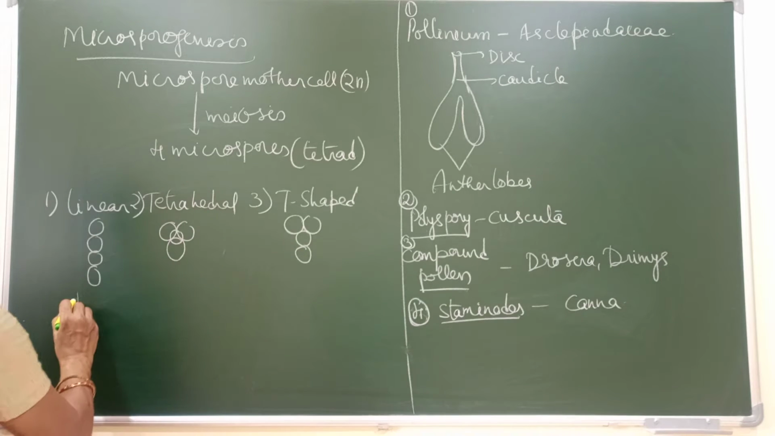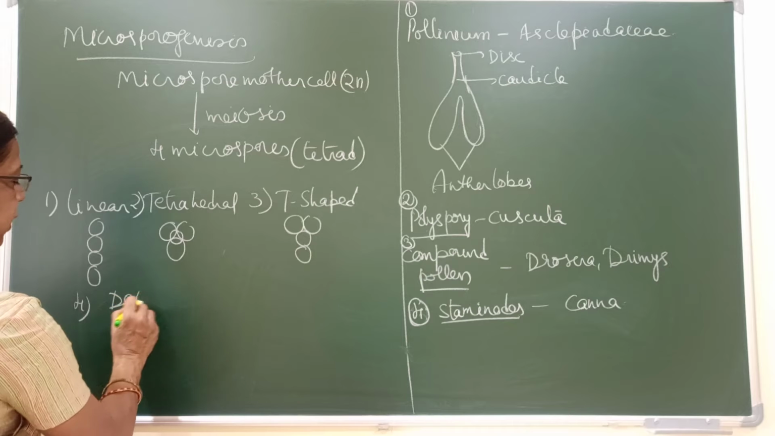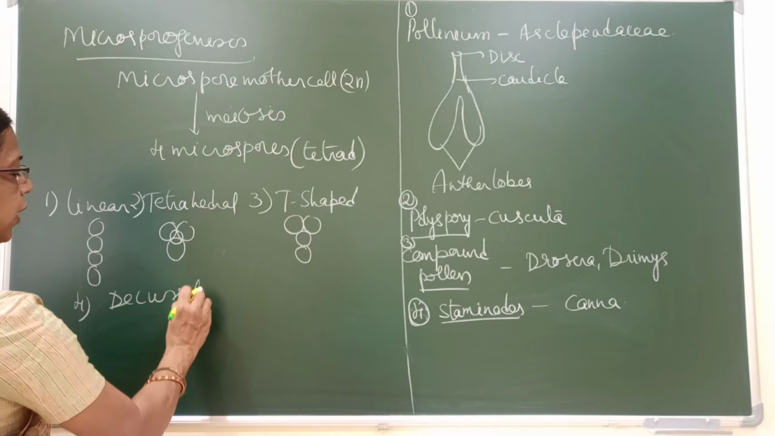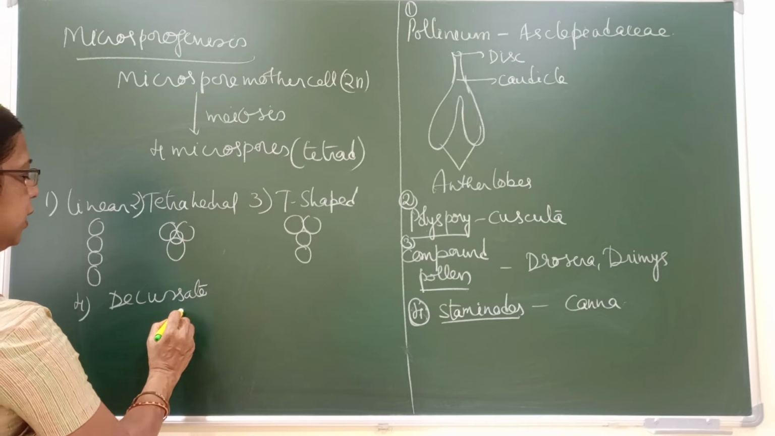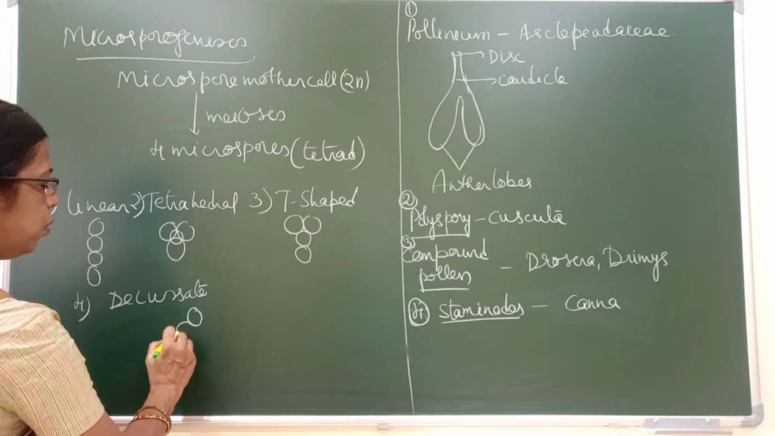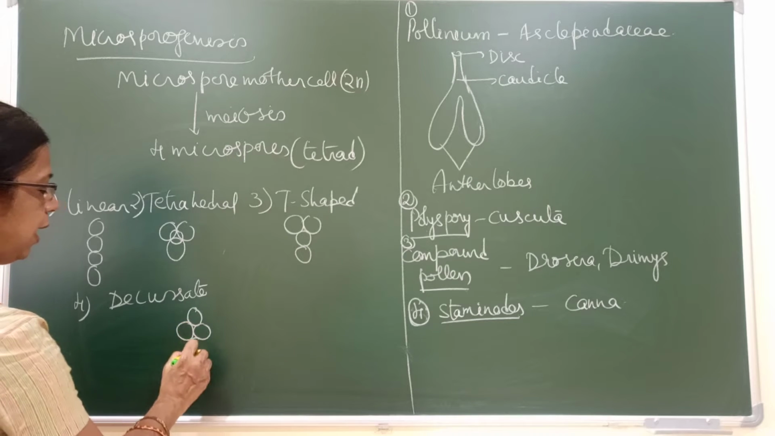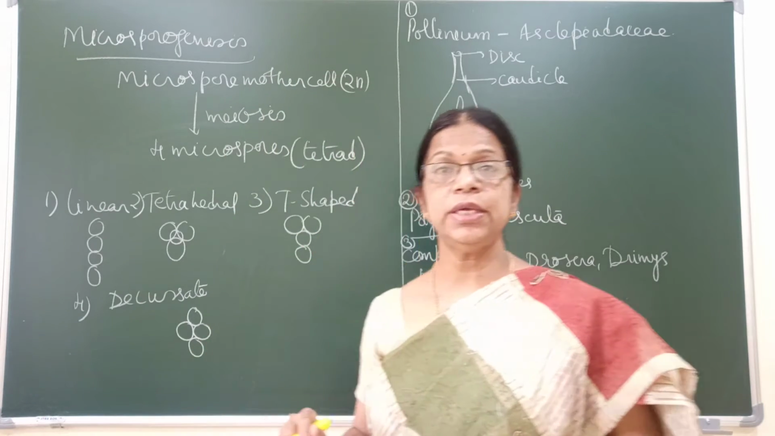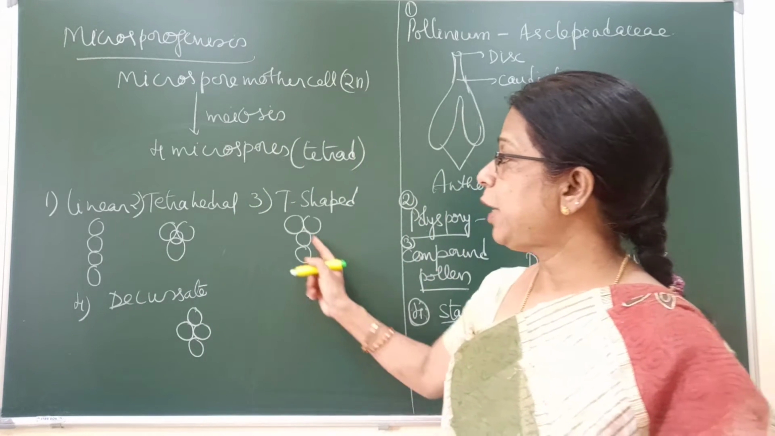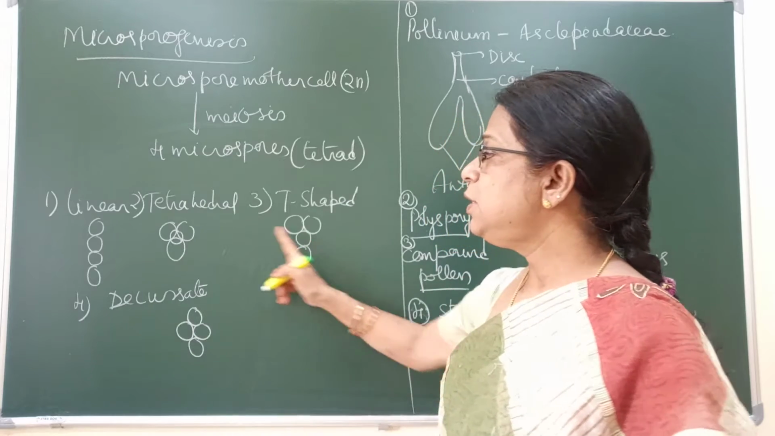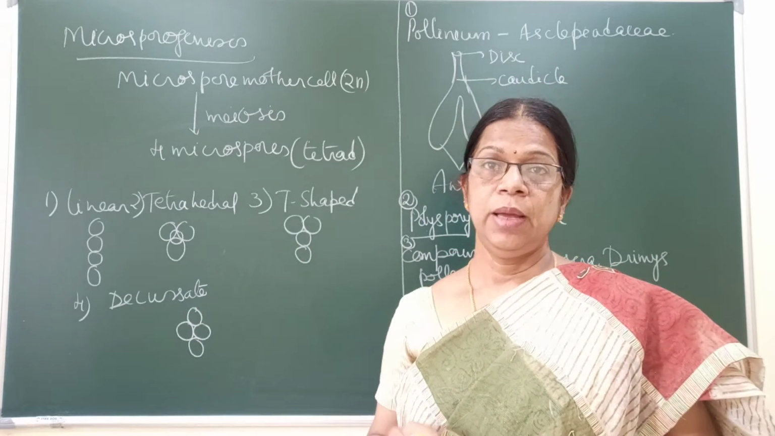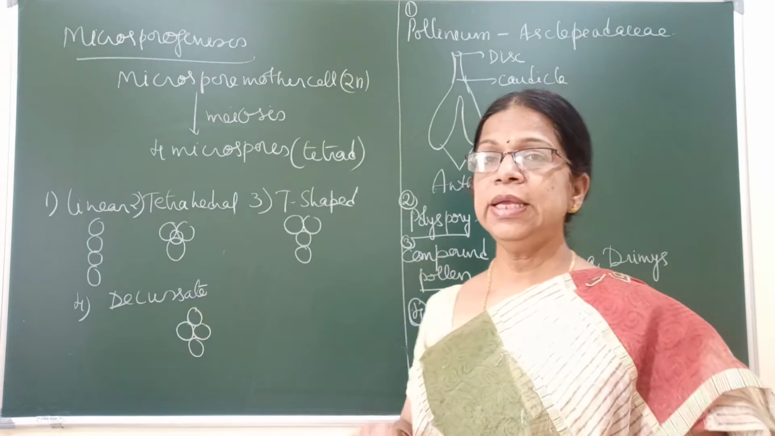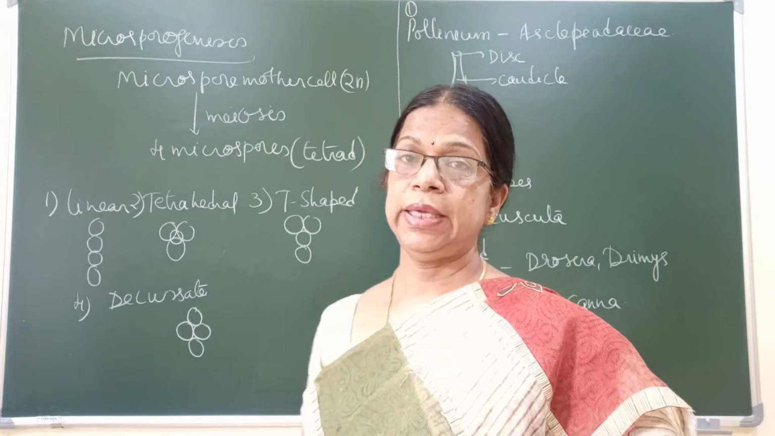The fourth type is called a decussate type of arrangement. In decussate type we find one above, then 2 in the middle and another one below. So these microspores are arranged in these 4 different forms. But out of that, the most common is the tetrahedral type of arrangement.